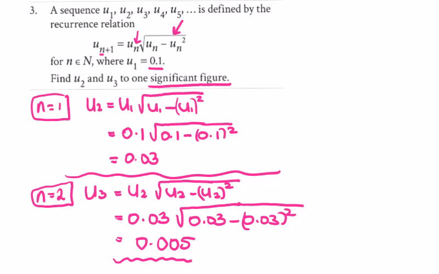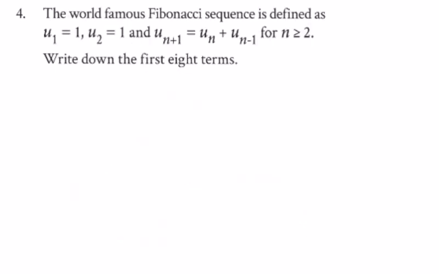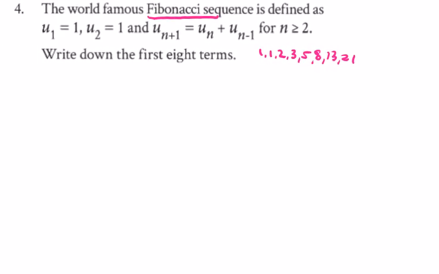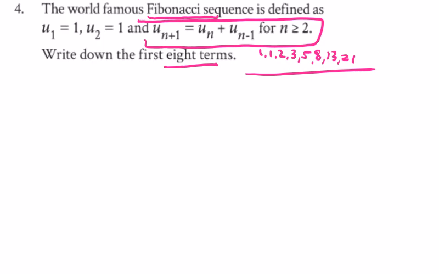And we'll finish off this video with question 4, dealing with the famous Fibonacci sequence. You guys know, 1, 1, add the previous two terms, 2, 3, 5, 8, 13, 21. If you haven't seen this before, you haven't been paying attention. We're asked to write down the first 8 terms. We can do that with this, but if you know what you're doing here, you just write down the first 8 terms, which we have there. 1, 2, 3, 4, 5, 6, 7, 8. And that's question 4 done.